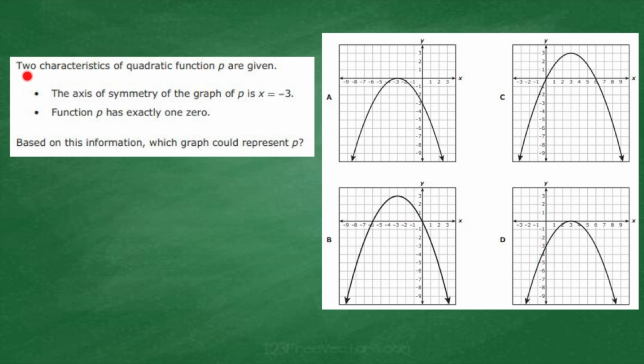Today's question says, two characteristics of quadratic function p are given. The axis of symmetry of the graph of p is x equals -3. Function p has exactly 1 zero. Based on this information, which graph could represent p?